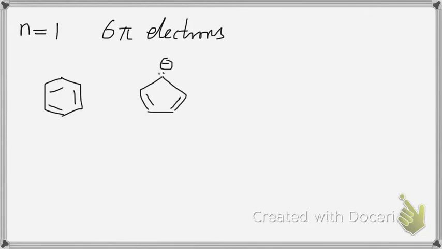How about this next ion? 5-membered ring with 2 double bonds and a negative charge. This ion is called cyclopentadienide ion. The anion, the negative charge in the ring, is conjugated with the 2 double bonds, right?